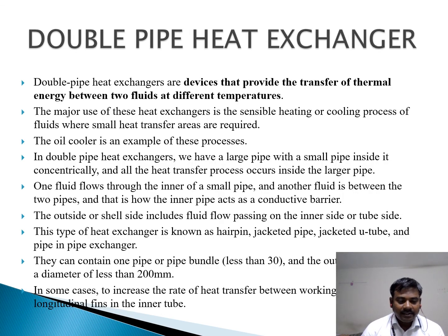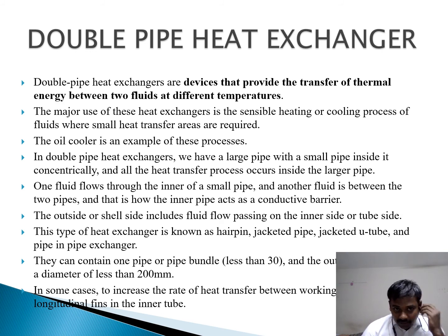So a double pipe heat exchanger is a device that provides a transfer of thermal energy between two fluids at different temperatures. This will be the main definition of a heat exchanger. The major use of these heat exchangers is sensible heating or cooling processes of a fluid where small heat transfer occurs.